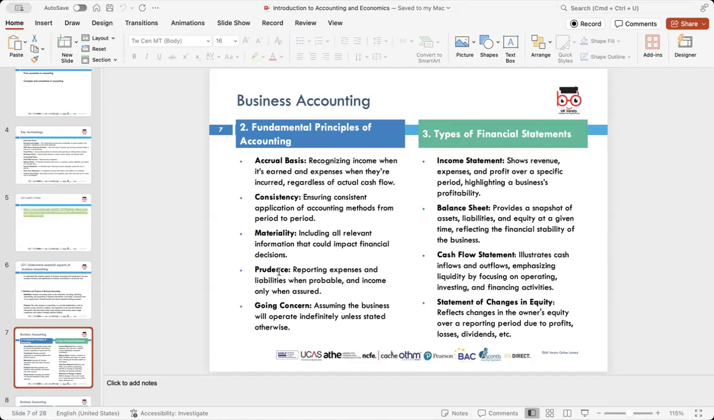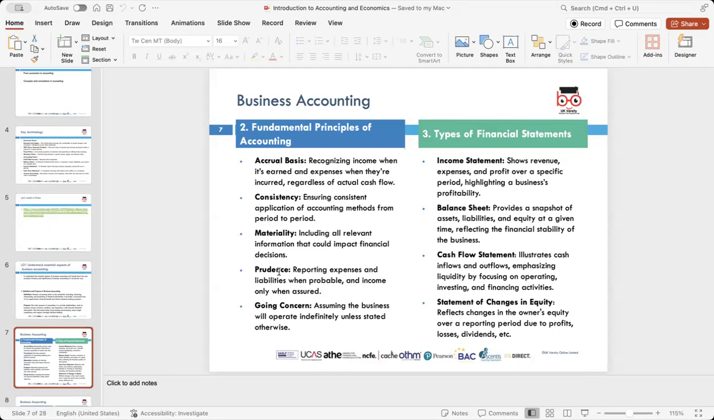Types of financial statements. The income statement shows expenses, income, and profit over a certain period, highlighting a business's profitability. The balance sheet shows three main things: assets, liabilities, and equity or capital within a given time, reflecting the financial stability of the business.